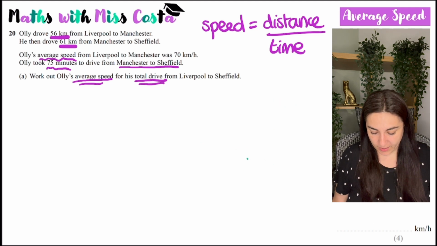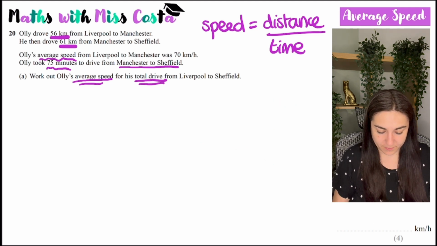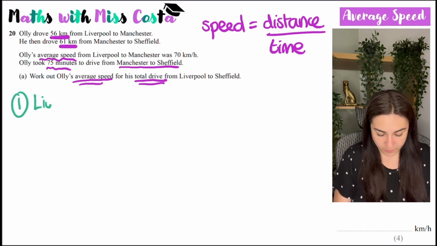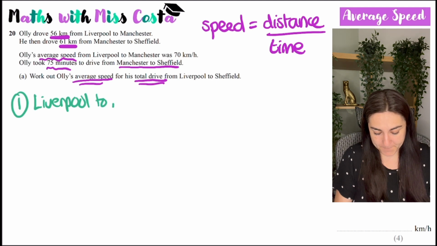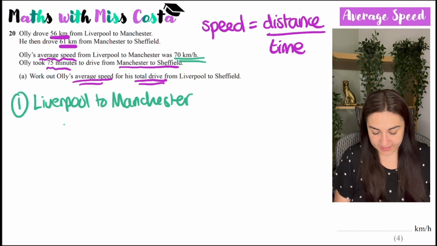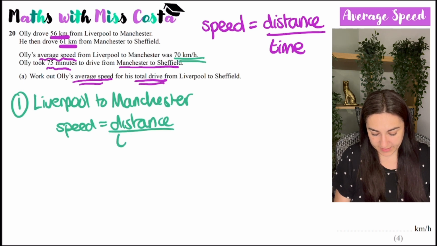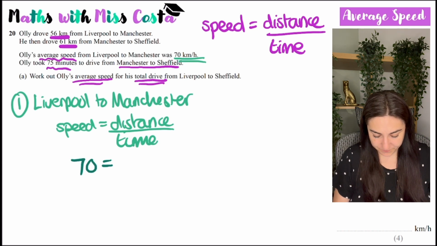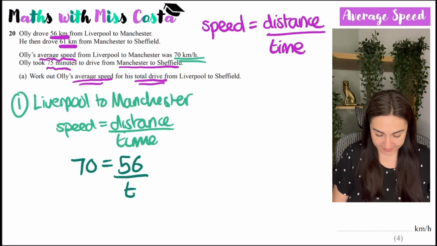So let's look at how we can use that. Speed is distance divided by time. For the first part, from Liverpool to Manchester, I know that his average speed is 70. So in this formula, speed equals distance divided by time, I can fill out the information I know. So I know that the speed is 70, the distance is 56, I just don't know what the time is.